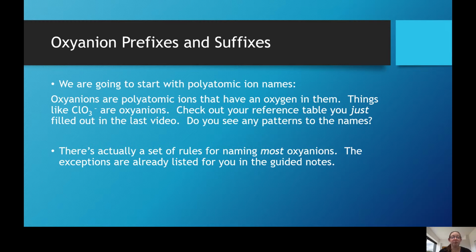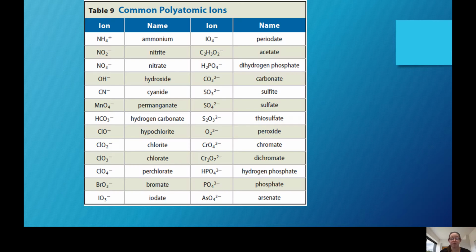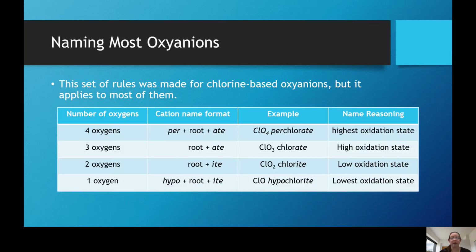So check out your reference table that you just filled out in the last slide, not the last video. And do you see any patterns to the names? Okay, so awesome if you do, and it's totally okay if you didn't. It's a little bit hard to see the pattern because there's a few exceptions to the rule. So there's actually a set of rules for naming most of the oxyanions. The exceptions are already listed for you in your guided notes, but we're going to talk about them in the next slide.